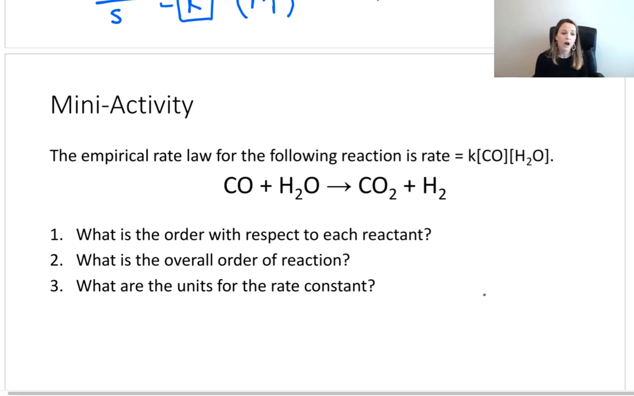All right, so your rate law for the following reaction is this. Its rate is equal to K times your concentration of carbon monoxide times your concentration of water. So what I want you to do is pause the video and answer 3 questions. First one, what is the order with respect to each reactant? What is the overall order of the reaction? And what are the units for this specific rate constant? Okay, pause the video, try it.